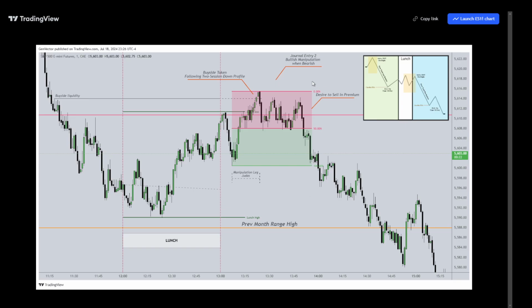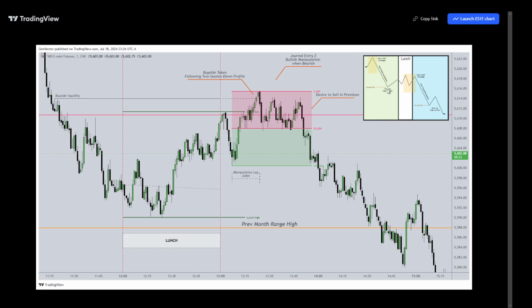Journal entry number 2. A little bit more complex because there's now a lot more moving parts, because we're taking the lunch range. So that's noon to 1 o'clock. We're setting the high and low, and we're looking for liquidity in the AM leg. So a 2-session down close will require that there is some internal liquidity in that AM leg.